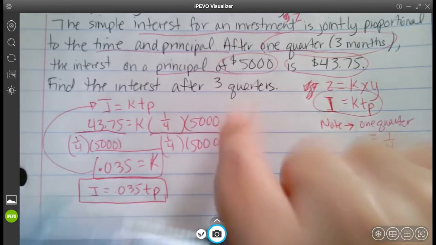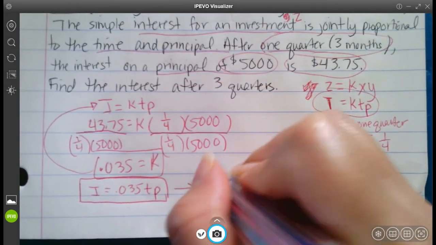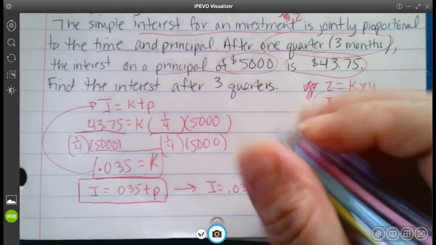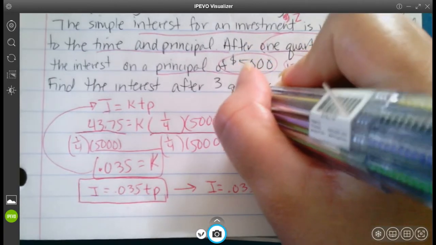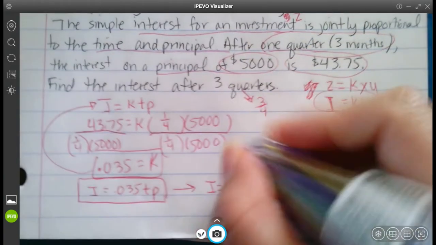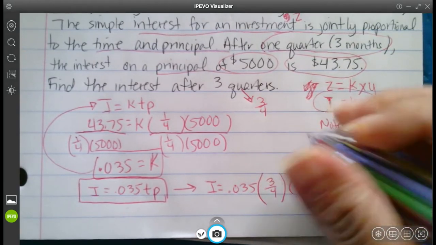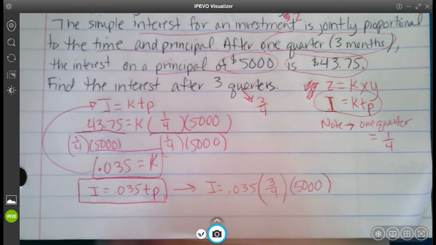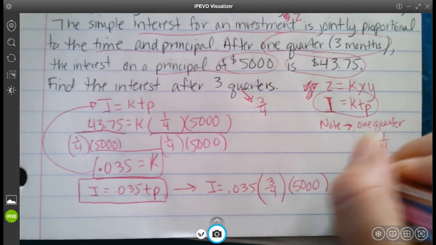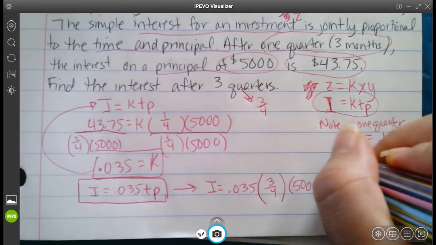So for my question, we're going to have I equals 0.035 times our time. If it's 3/4, think of it like 3/4. So 3/4 is our time, and our investment amount, or principal amount, I should say, is $5,000. So there it is. Just plug all this into a calculator. Let me do that real quick. And I am getting $131.25.